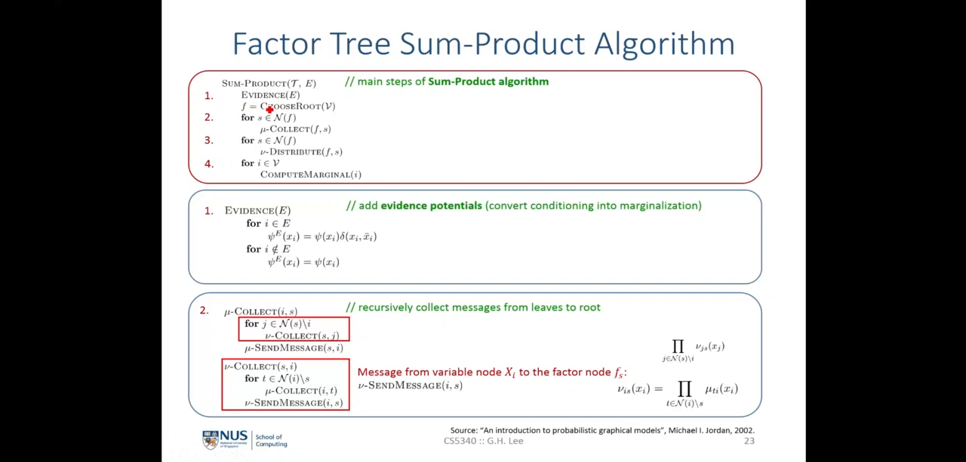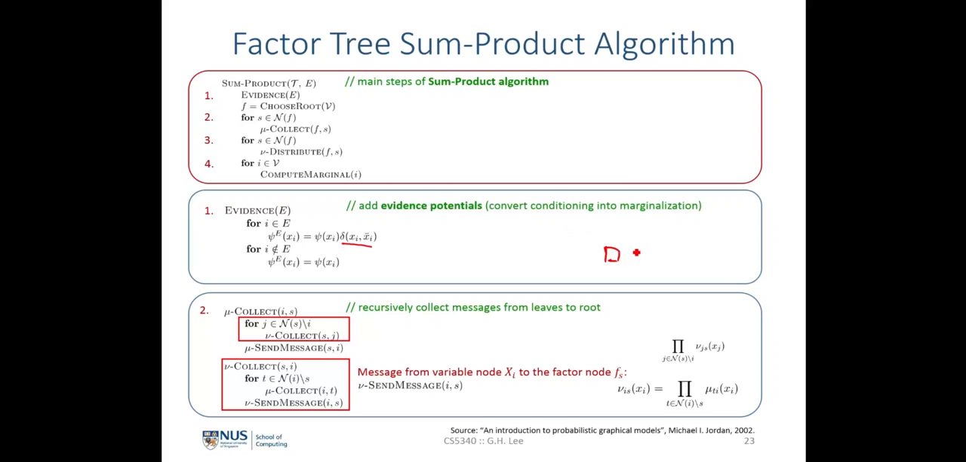Similarly to the sum product algorithm that we have seen in the past lecture, we need to first form the evidence potentials. So we'll add all the evidence potentials as defined by the marginalization trick that we have seen in the earlier lecture. After we have added all the evidence potentials, we'll begin by recursively collecting messages from the leaf nodes to the root of the factor tree.